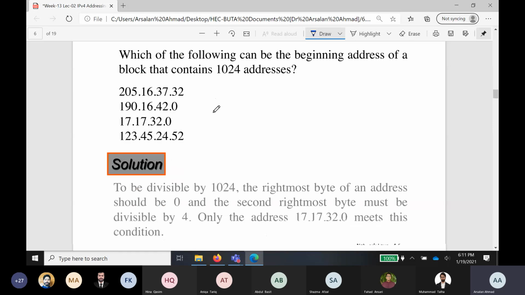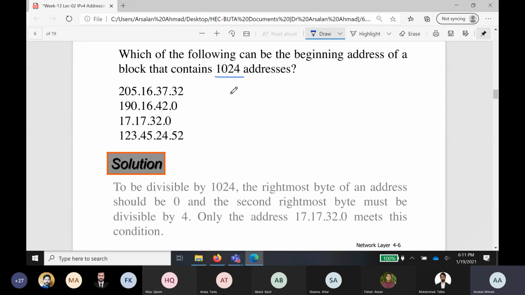Which of the following can be the beginning address of a block that contains 1024 addresses? Now this is greater than the number of addresses that can be available in one octet. So we need to look at the two rightmost bytes, the fourth octet and the third octet as well. So this address is not possible because the last octet must be 0, and this one is also a wrong answer because the third byte should be divisible by 4, and the reason is that 1024 is 2 raised to the power 10.